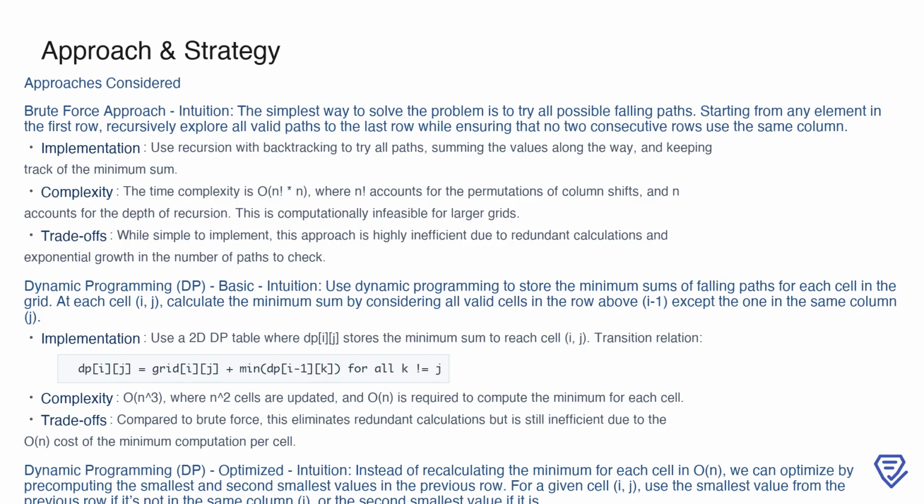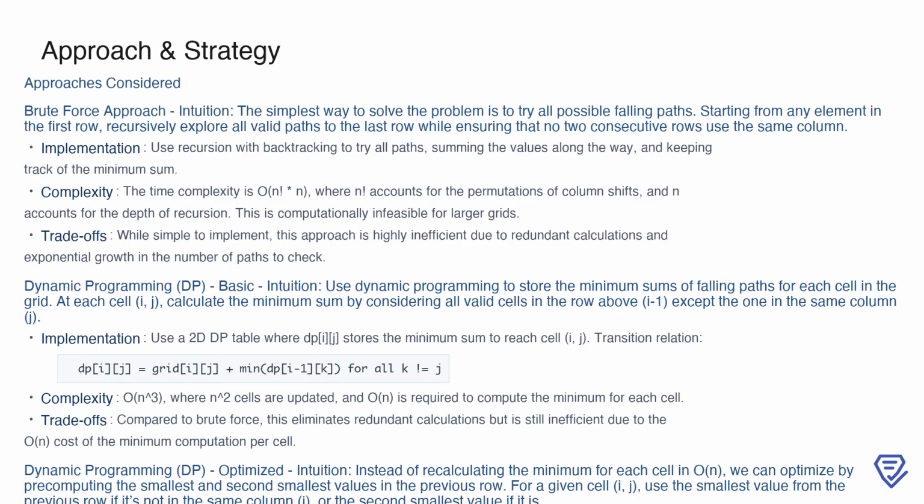To solve the minimum falling path sum 2 problem, let's start by considering different approaches. The first is the brute force method. This approach follows the simplest intuition: try all possible falling paths starting from any element in the first row and recursively explore all valid paths down to the last row. The only restriction is that no two consecutive rows can use the same column.